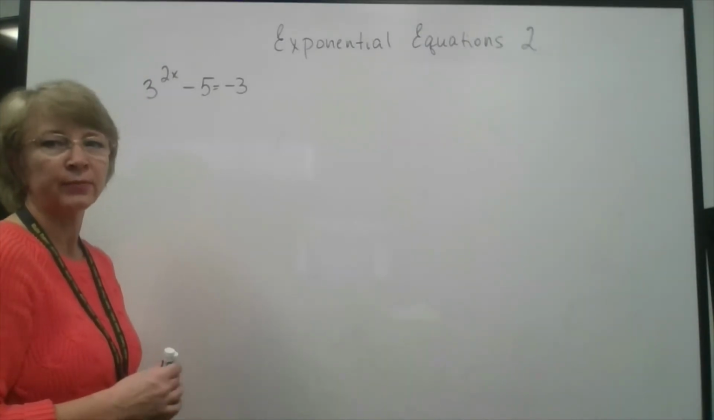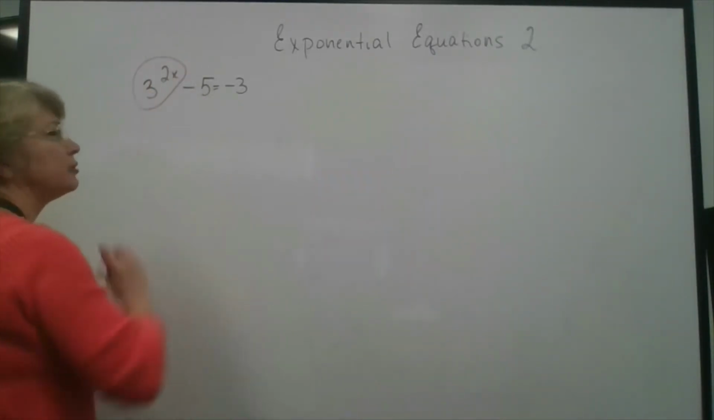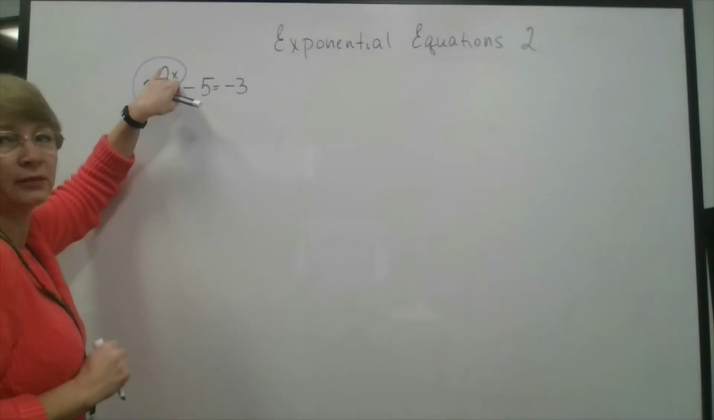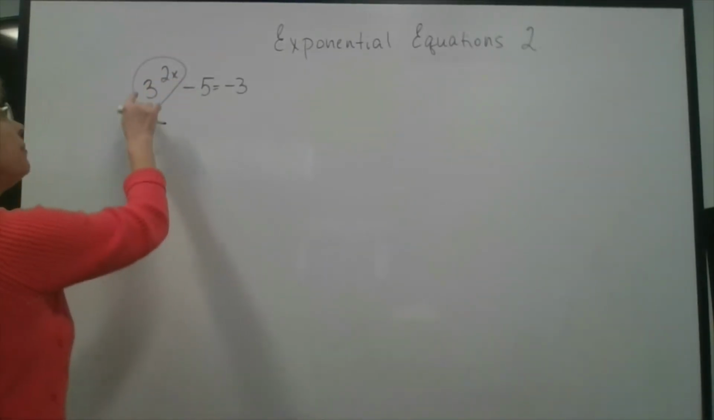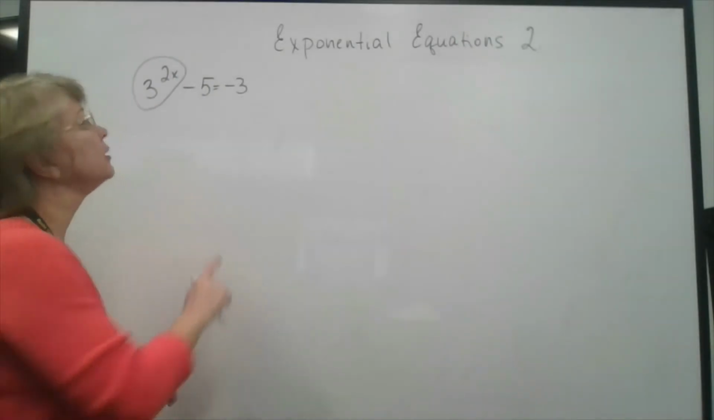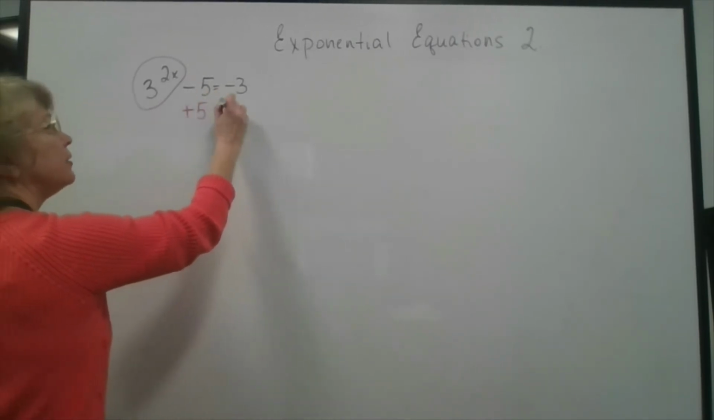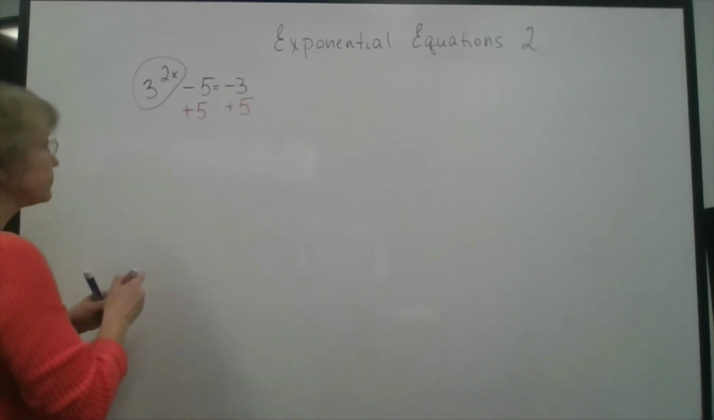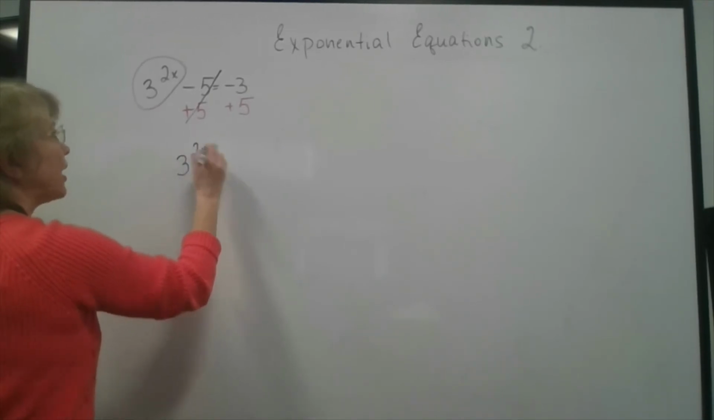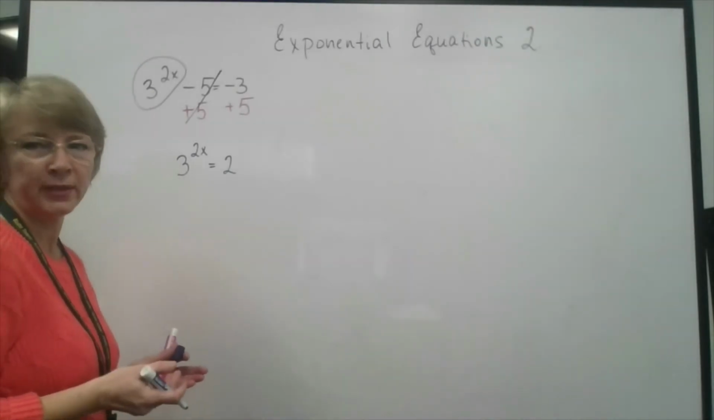on the other side. So from now on, you have to remember to solve an exponential equation, and this is an exponential equation because x is an exponent, we have to keep the base to the exponent on one side, and the rest has to go to the other side. So this 5 has to go to the other side. We will add 5 to both sides. This will cancel out. We will have 3 to the power 2x is equal to 2.